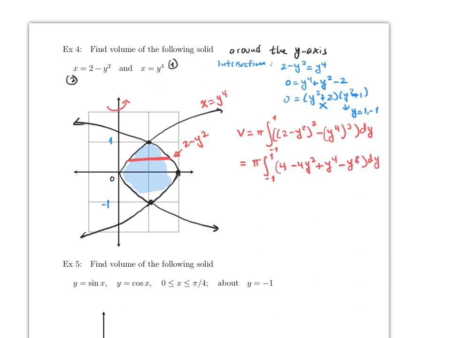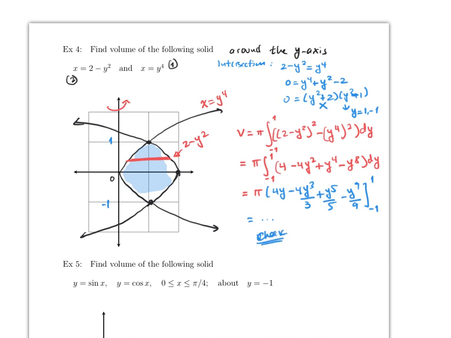This is very, very easy to integrate. So this will be pi times 4y minus 4y cubed over 3 plus y to the 5 over 5 minus y to the 9 over 9. And then just plug in the limits of integration, and that's it. So just make sure that you verify this. Okay, so just check the final answer.